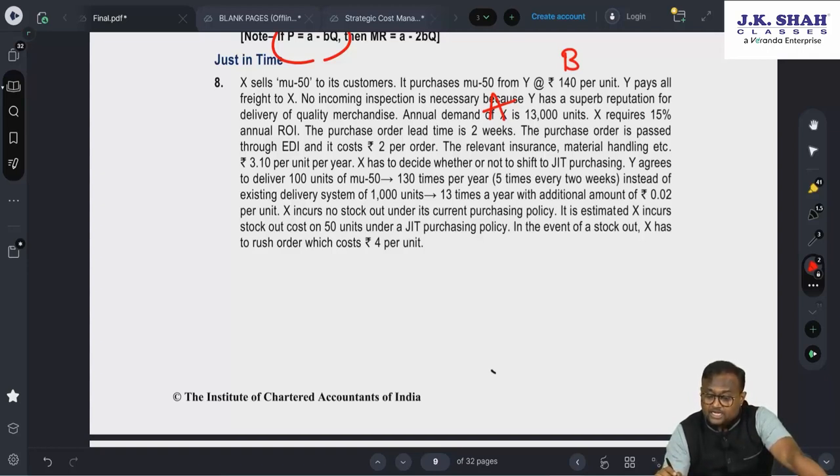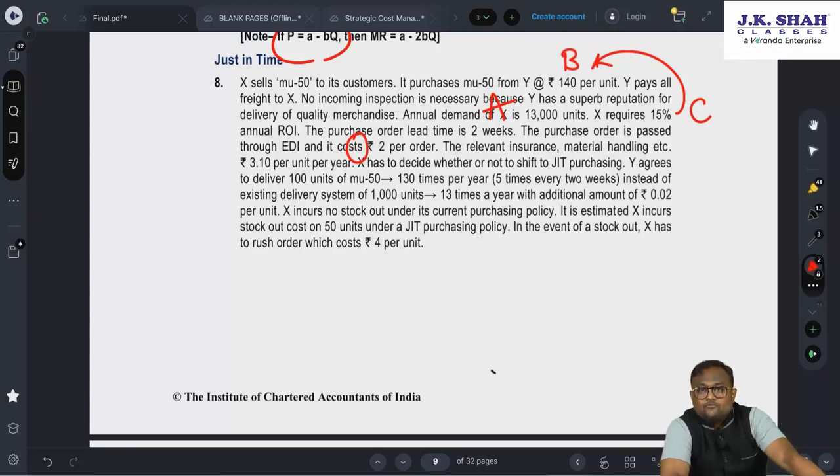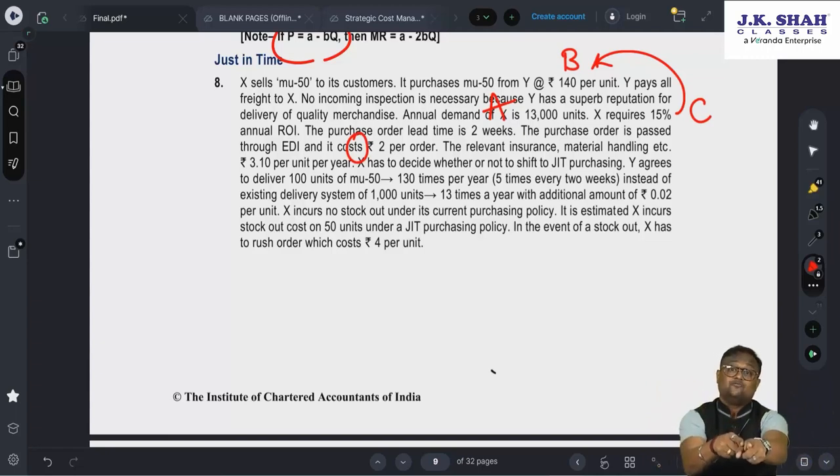The purchase order lead time is 2 weeks. Lead time means the time interval between placement of order and delivery of material. The purchase order is passed through EDI and it costs 2 rupees per order, O. Now, as far as buying cost is concerned, it is 140. So, if I'm paying 140, I'm blocking my 140, which can't be invested anywhere. Carrying cost, whenever it is given in terms of percentage, is always applied on buying cost. You're buying something for 140. That means you have paid 140. Your 140 is blocked. You cannot invest 140 anywhere. So, you have lost an opportunity of recovering 15% of that 140. So, that is carrying cost.